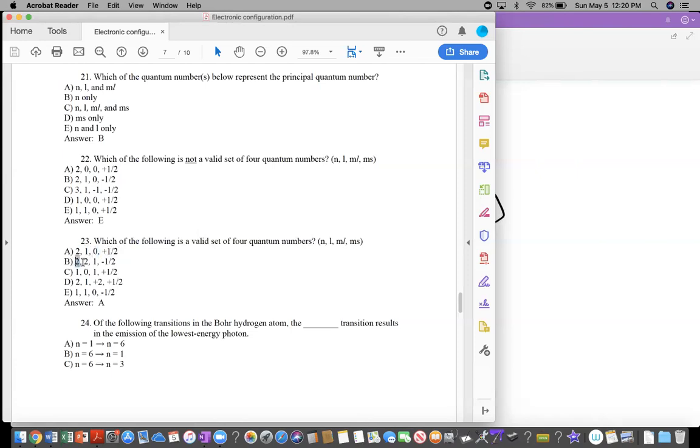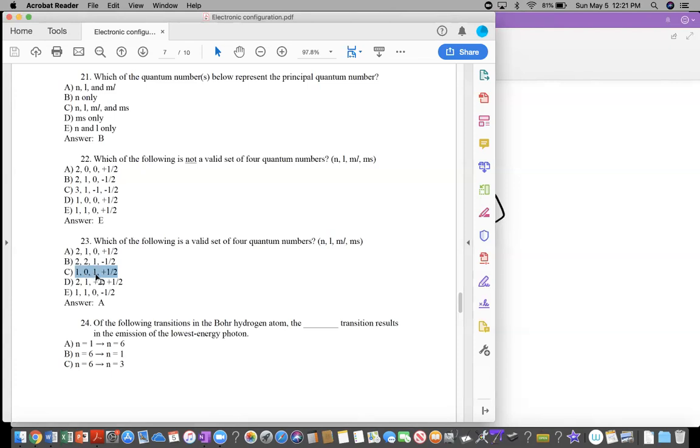Let's look at this one. This one is incorrect. You see? 2, 2, that's not possible. Can you guys tell me what is wrong with the C? ML is the problem. N is 1, and then L is 0. That's good, because it's n minus 1, so it should stop at 0, and it is 0. But this guy, ML has to be 0 as well, right? Because ML is negative L to positive L. If L is 0, then ML cannot be 1.